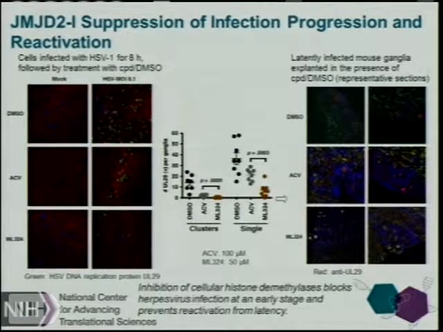And it's hard to follow these. These are stainings for neurons, individual ones or clusters, but the count is shown here. And you can see that treatment with the demethylase inhibitor, both in single or cluster neurons, lead to almost complete reduction or suppression of reactivation from latency, whereas treatment with acyclovir is not as effective, even though acyclovir is used at twice the concentration of the Jumonji inhibitor.